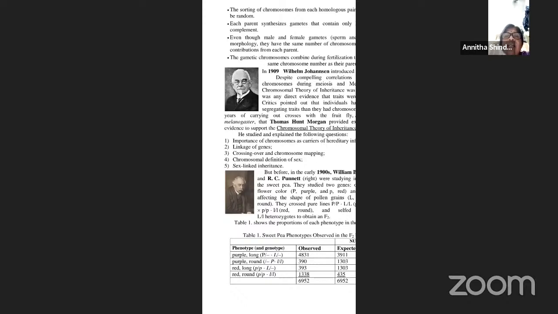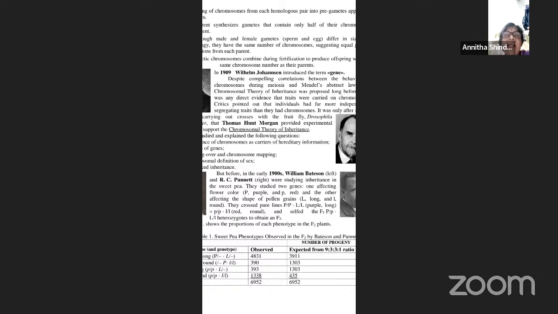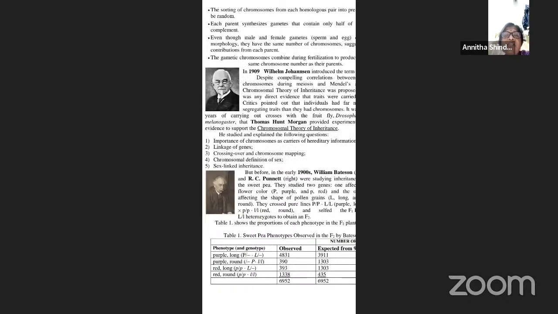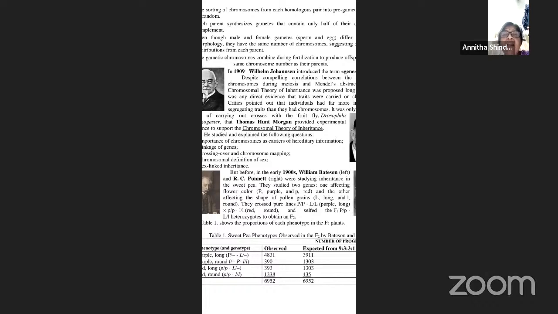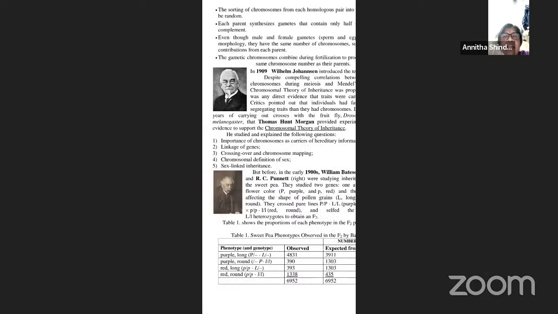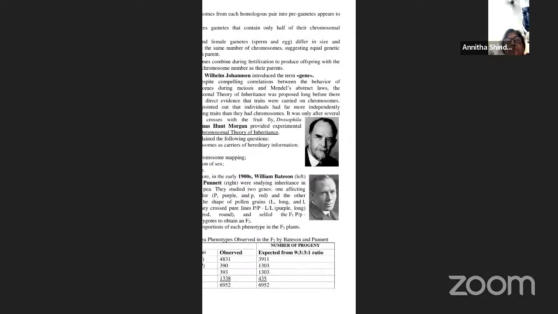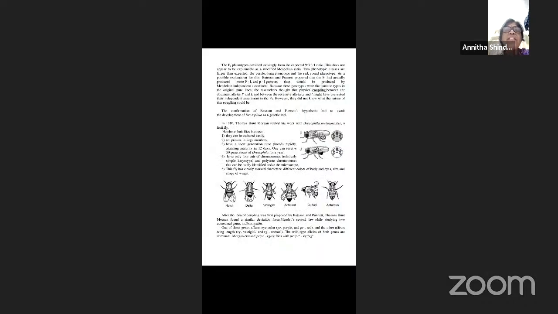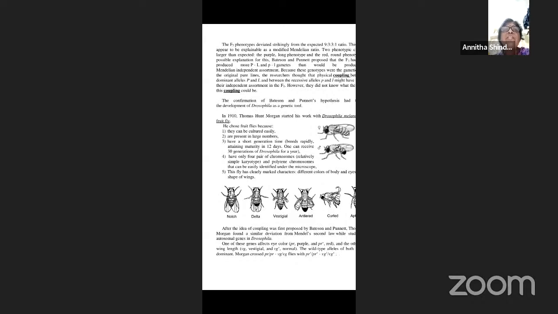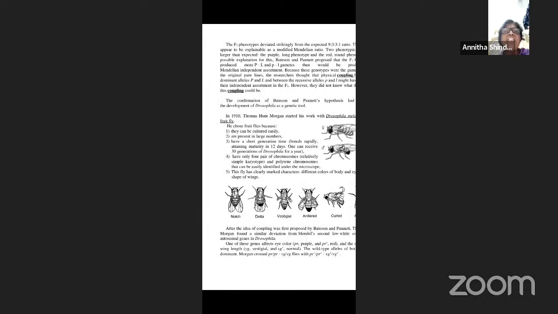Later on, in the year 1900, William Bateson and R.C. Punnett were studying inheritance in the sweet pea, a pea plant, and they studied two genes. One was affecting the flower color, and the other was affecting the shape of the pollen grains. When they crossed these pure lines, they could obtain heterozygotes in the F2 generation. They showed this in the form of a square, which we call the Punnett square. So they have two phenotypes. So these are the different scientists who have contributed.